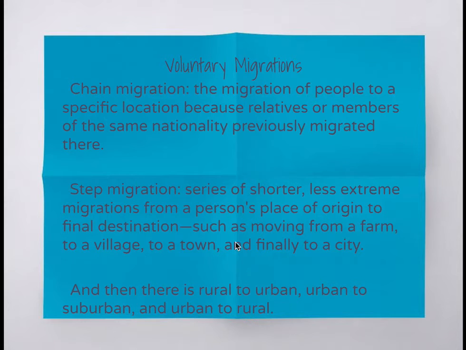Now you have a thing called chain migration. We can see this in Charles City. We see this happen both internationally and nationally, where groups of people come in and then they're like, hey, cousin, why don't you come in? And just keep building it from there. You also have what's called step migration, which is a series of short, less extreme migrations from a place to a place.